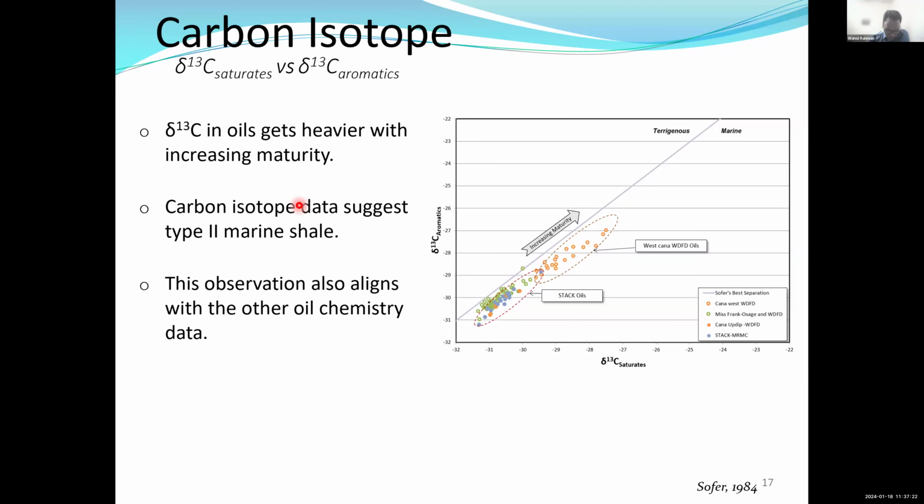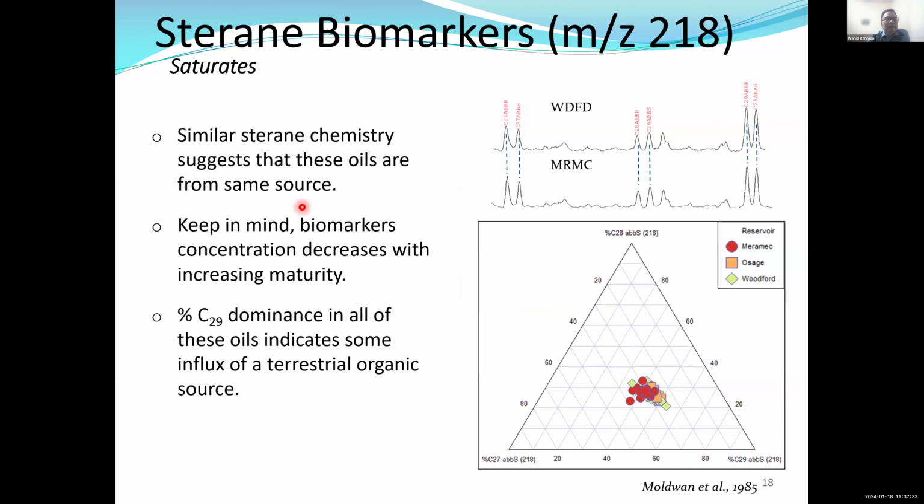That's the reason I'm saying these things from my experience. I have looked at a whole lot of data from all these basins that I'm talking about. Let's look at another one. Remember the sterane biomarkers I talked about, m/z 218. I have two little zoomed-in chromatograms from Woodford versus Meramec. You can see C27 on the left, C28 in the middle and C29 on the right, all these peaks, they are aligning almost one-to-one.